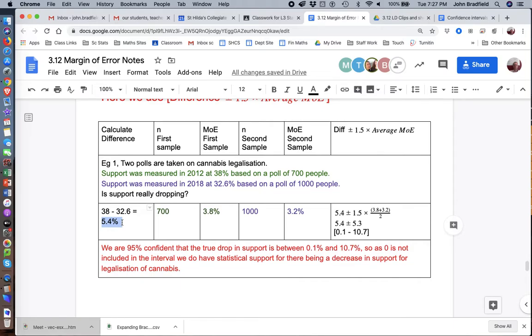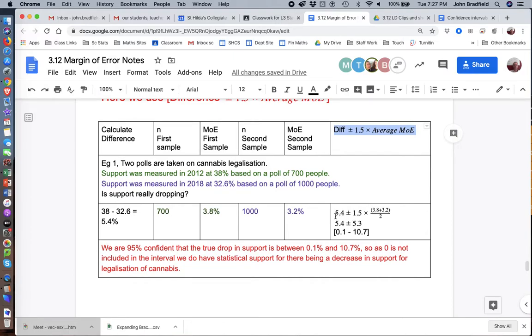Now, I've done the green figures here. There were 700 people, and the margin of error for 700, and that's just using 1 divided by the square root of 700 times 100, gives you 3.8%. If we ask 1,000 people, we're used to this one because it's just like a Colmar-Brunton poll, 3.2. But what we're required to do is average them.